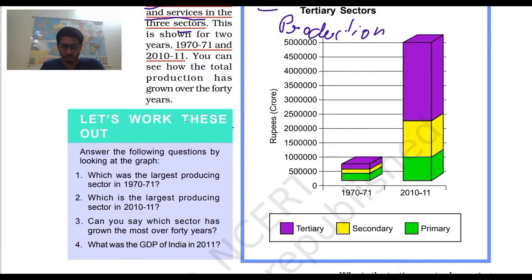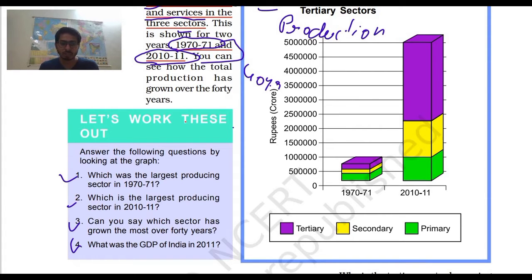Now, if you see, a few questions are given here, 1, 2, 3 and 4. And with the help of this graph, we have to answer these questions. So basically, which two years are we going to compare? 1970-71 and 2010-11 we are going to compare. The time difference is approximately 40 years. So in a 40 year gap, what is the change in the economy, that we have to understand here.